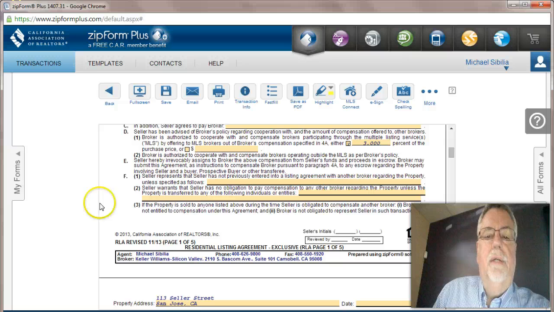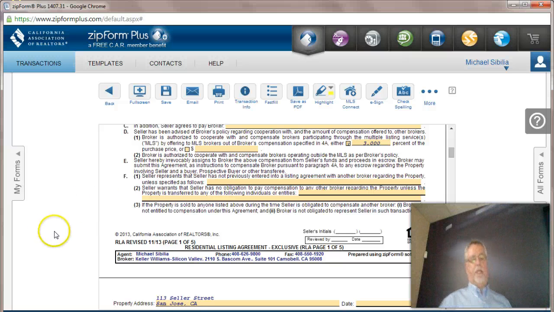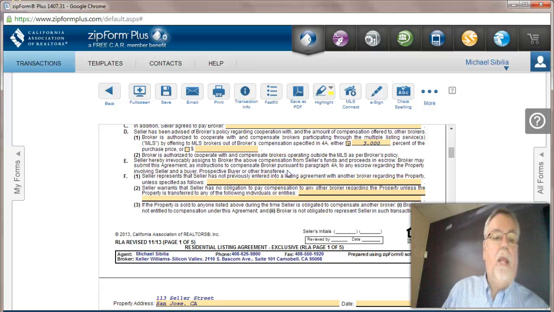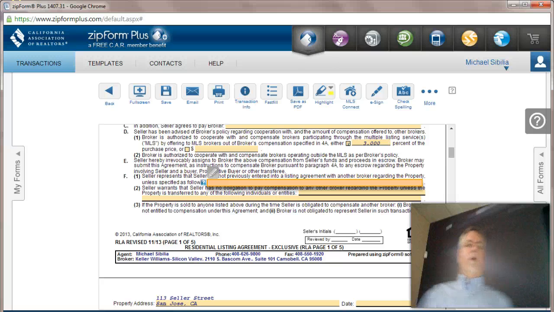Seller is, and then paragraph E just says the seller agrees that in escrow that you'll get paid. F says seller represents that seller has not previously entered into a listing agreement with another unless as follows. Have you ever listed the property before? Is it possible that somebody might say, well, I have a listing, it was listed, but it's expired, or it was canceled. And then it turns out that it wasn't canceled.